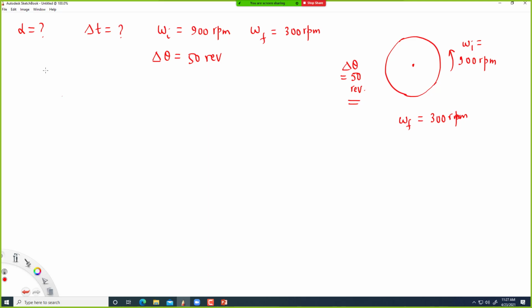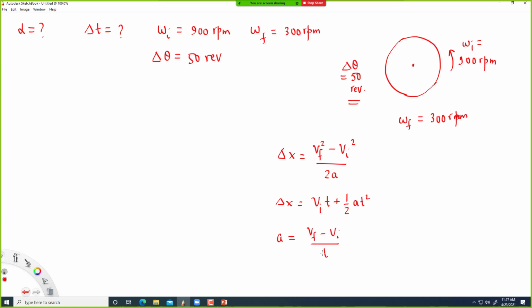So how do we find alpha? We have three formulas. If you remember from linear motion, we have delta x is equal to v final squared minus v initial squared over 2a. Delta x is equal to v initial t plus 1/2 a t squared, and then a is equal to v final minus v initial over t.